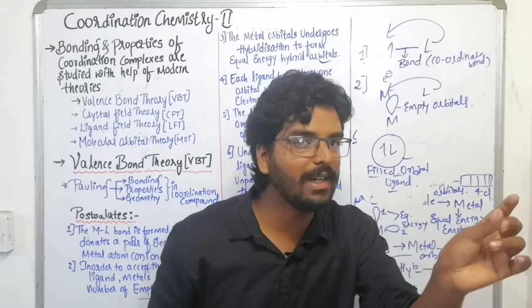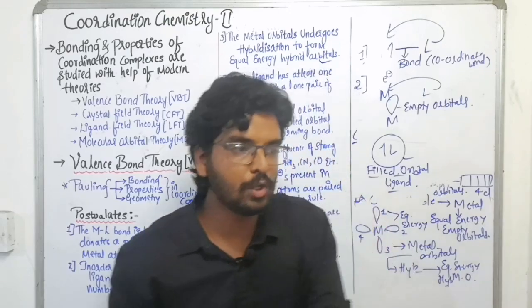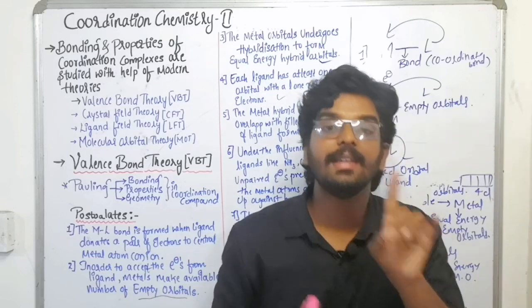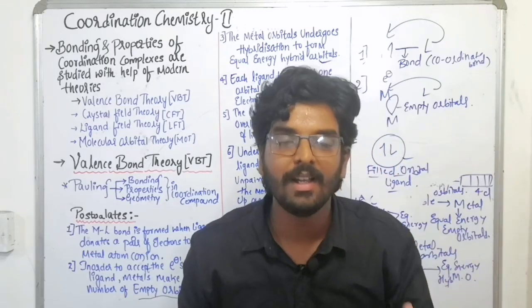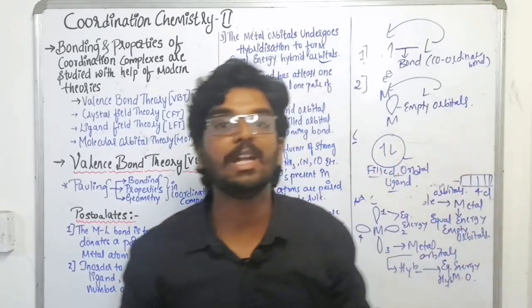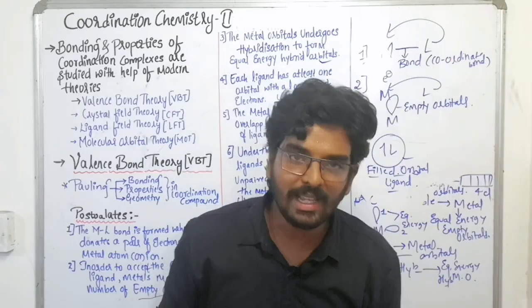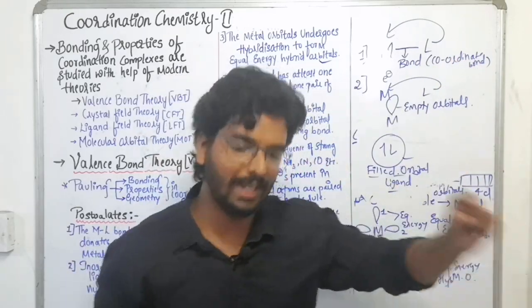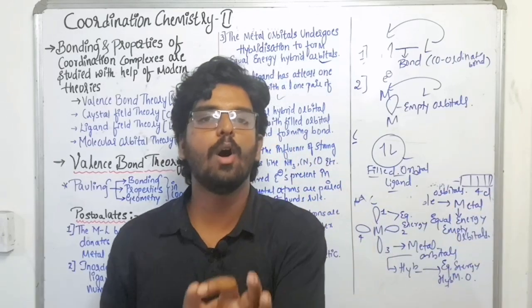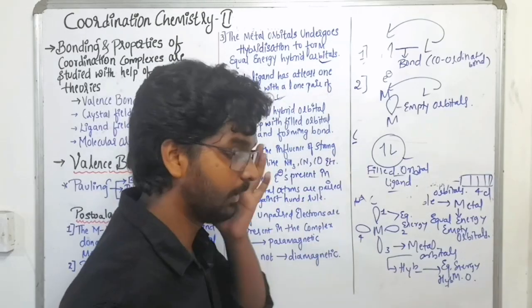Now I want to add one line here. See here, the lone pair of electrons from the ligand is donated to the central metal atom or ion carrying available number of equal energy hybrid orbitals. Then only the electrons will be donated, then only the bond is formed in order to achieve what? A stable coordination compound. So this was about the fourth postulate.